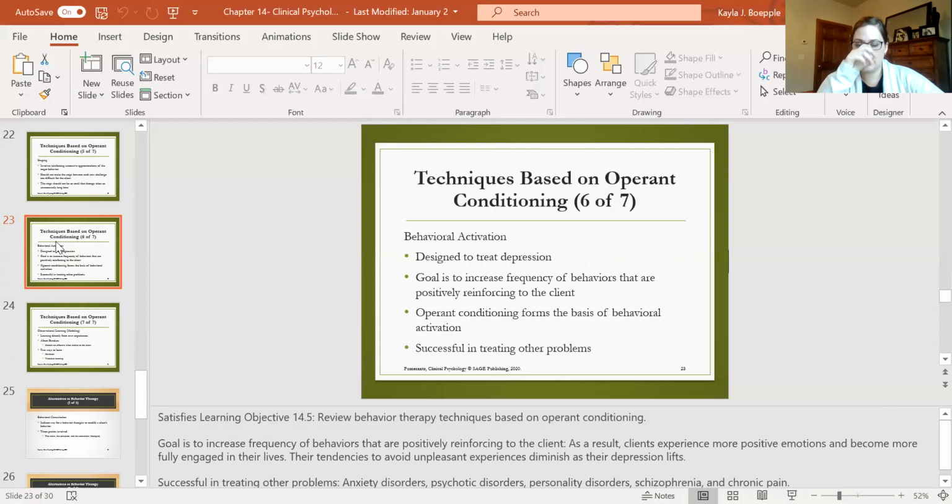Behavioral activation is one of the techniques that is based on operant conditioning. The goal is to increase the frequency of behaviors that are positively reinforced to the client. As a result, clients experience more positive emotions and become more fully engaged in their life. Their tendencies to avoid unpleasant experiences diminish as the depression lifts.